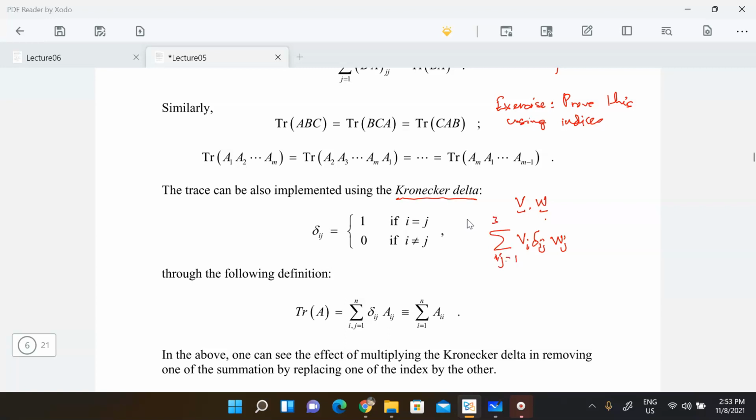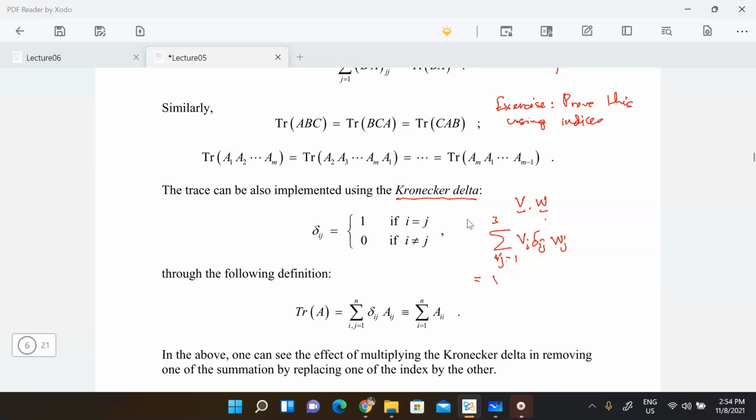1, 2, 3. So let me just do this in a little bit more detail to show that there are certain structures inside your linear algebra that make use of this structure unknowingly. So one of these is essentially your Kronecker delta. So if I just do this sum over i and j, let me do j first.